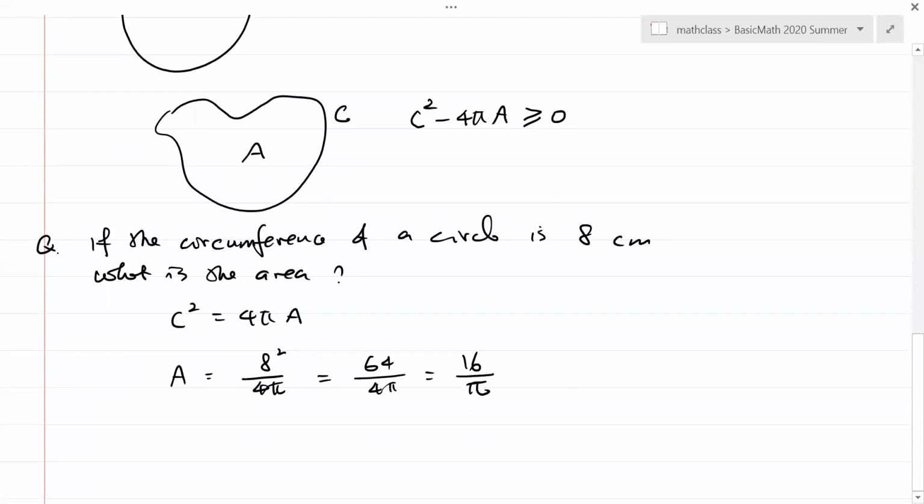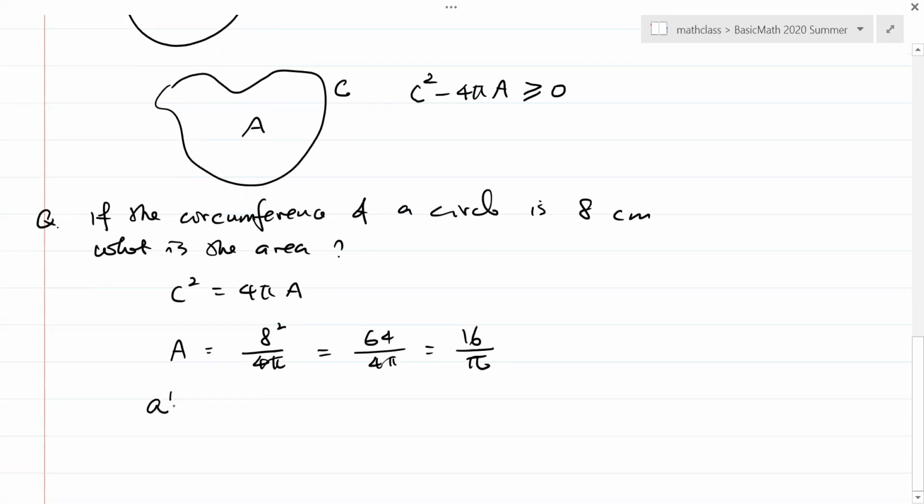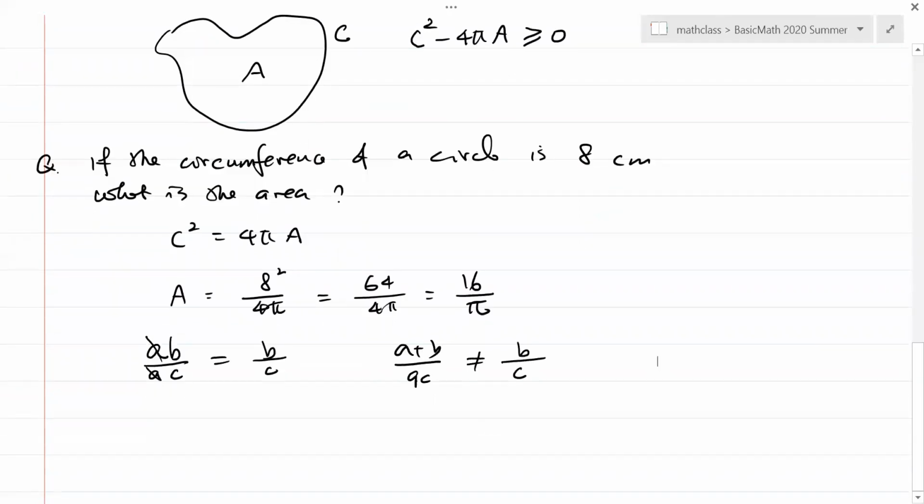And then if the numerator and denominator have a common factor, you can cancel it, okay? So in algebra, if we have A and B and C, and this A is a common factor, it can be canceled out. That's the only way you can cancel factors: if the numerator and denominator both have the same factor. Now, if A plus B over A C, you cannot cancel A. It's not going to be B over C. They're totally different, because it's A plus B, not A times B.